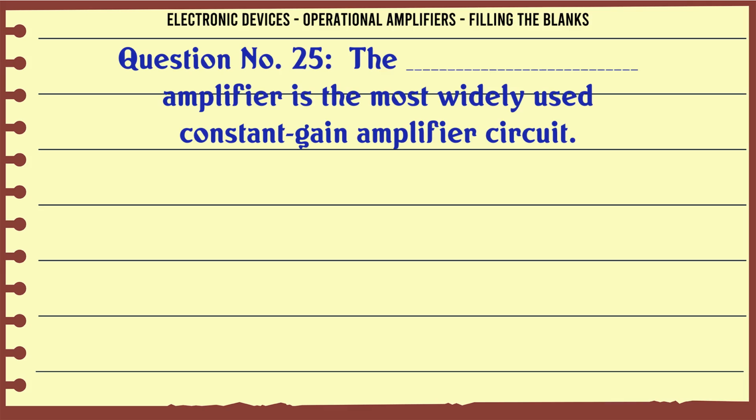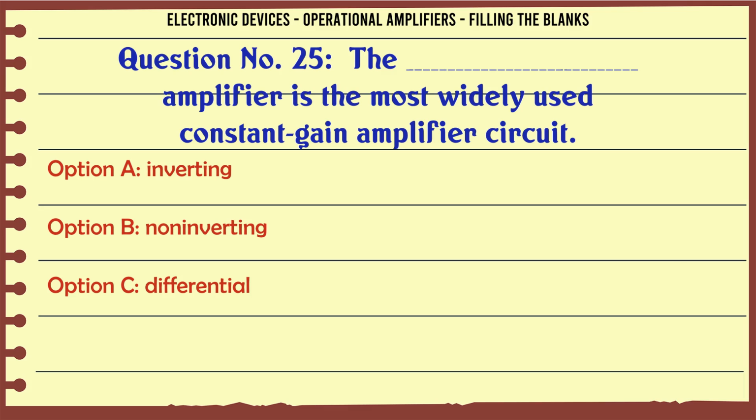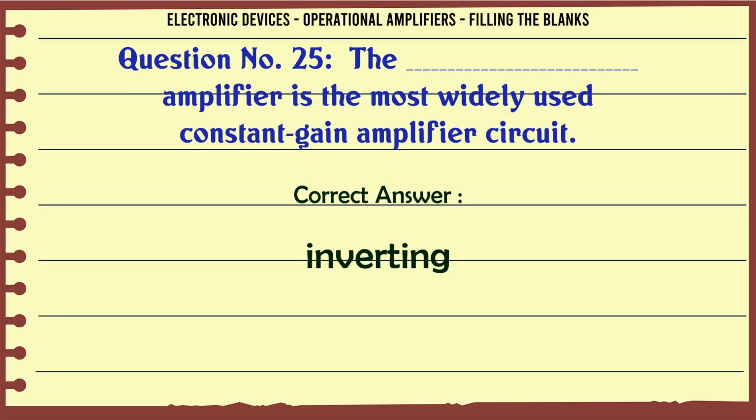The amplifier is the most widely used constant gain amplifier circuit. A. Inverting. B. Non-inverting. C. Differential. D. None of the above. The correct answer is inverting.